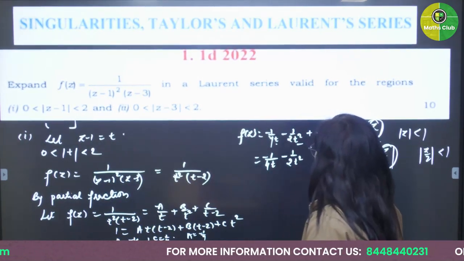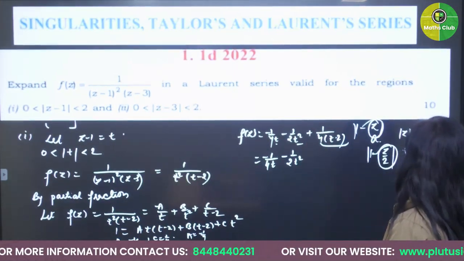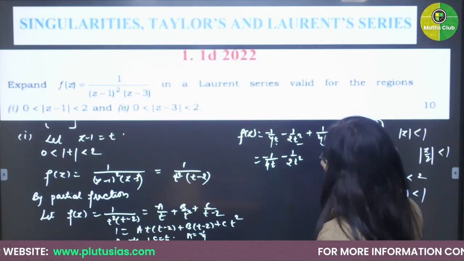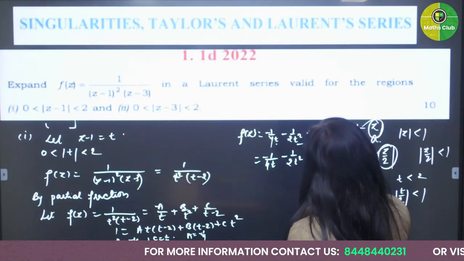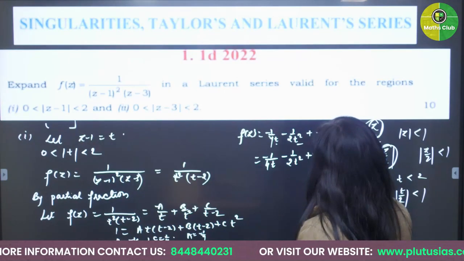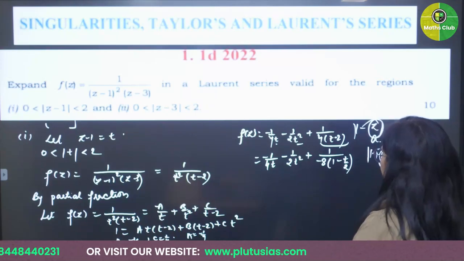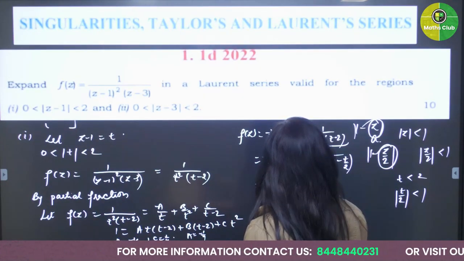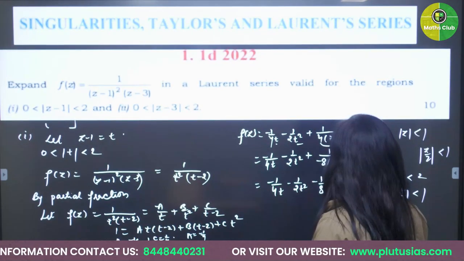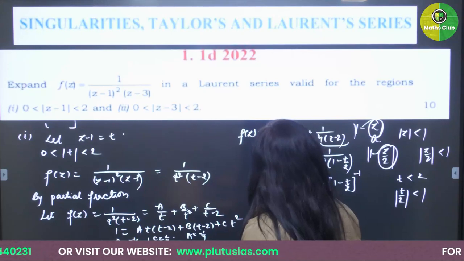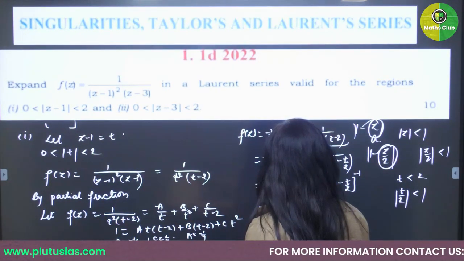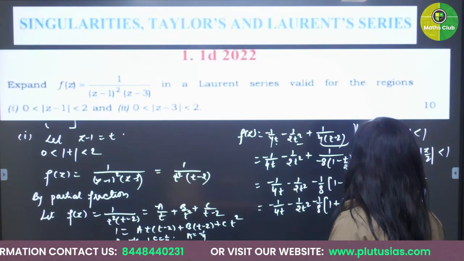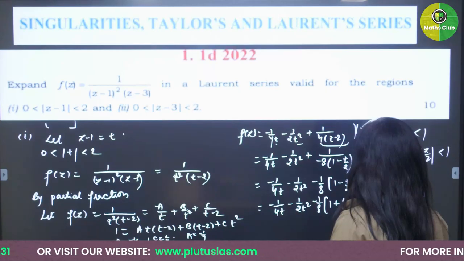Now you need to expand this one. But we know that |t| is less than 2, so |t by 2| would be less than 1. From here you can take minus 2 common, giving minus 8, and 1 minus t by 2. We can expand 1 minus t by 2, can't we? So this would be minus 1 by 4t minus 1 by 2t square minus 1 by 8 times (1 minus t by 2) to the power minus 1, and the expansion is 1 plus t by 2 plus t square by 4 plus t cube by 8, and so on.